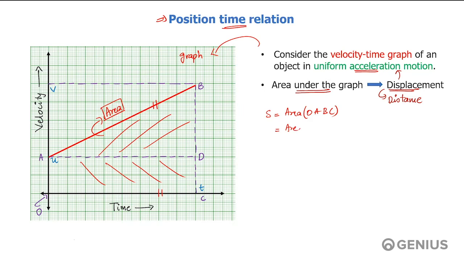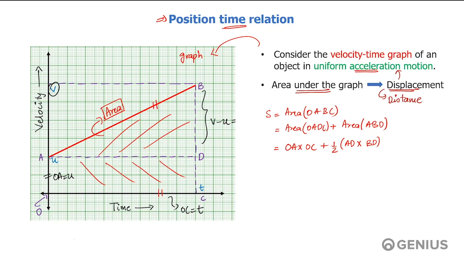So S is equal to the area of rectangle OADC plus the area of triangle ABD. This becomes OA multiplied by OC plus half into AD multiplied by BD. Now OA is the segment which is nothing but u, and OC is the same as AD, and this segment is t. The segment BD is v minus u. Here is v and u over here, so BD is v minus u, and this is the same as at. Remember, v is equal to u plus at, so v minus u is equal to at.